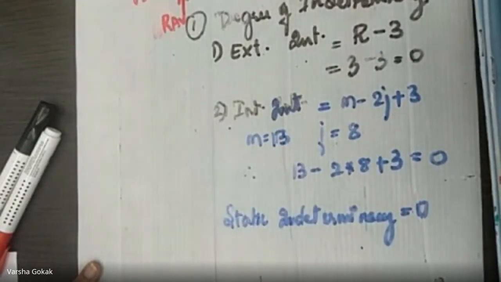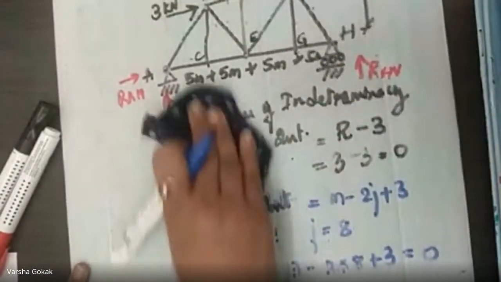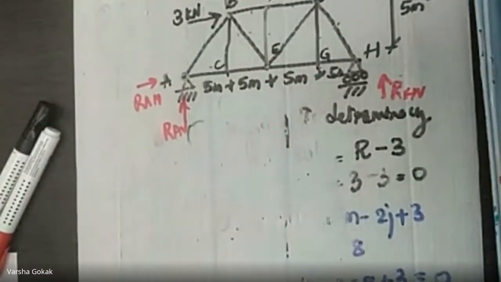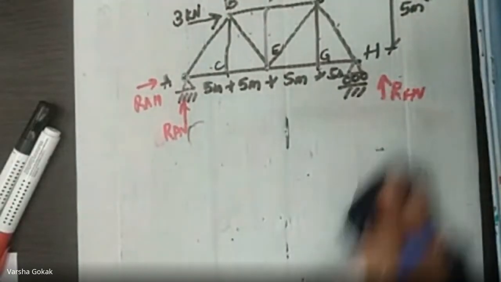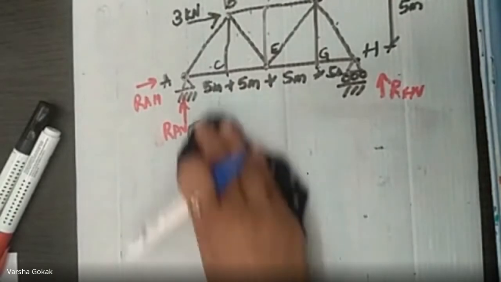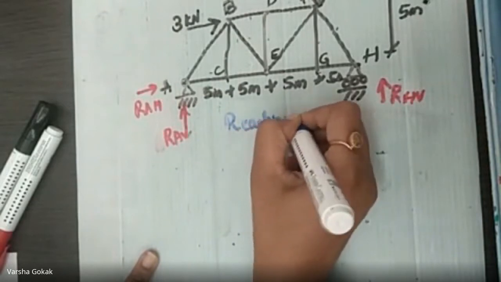After finding the indeterminacy, what is the next step? Yes, what is our next step after finding the degree of indeterminacy? We have to find the reactions, correct. So to find the reactions, we will be using the equations of equilibrium.